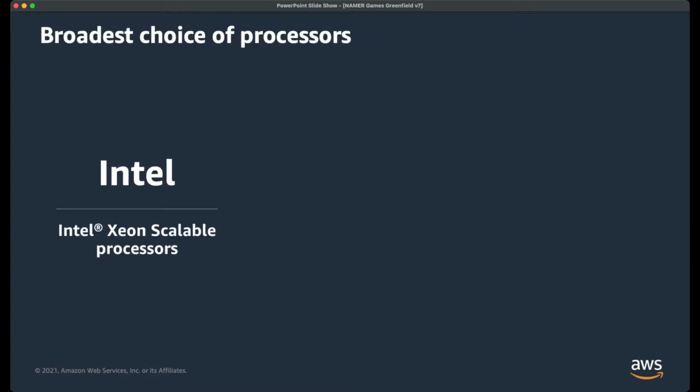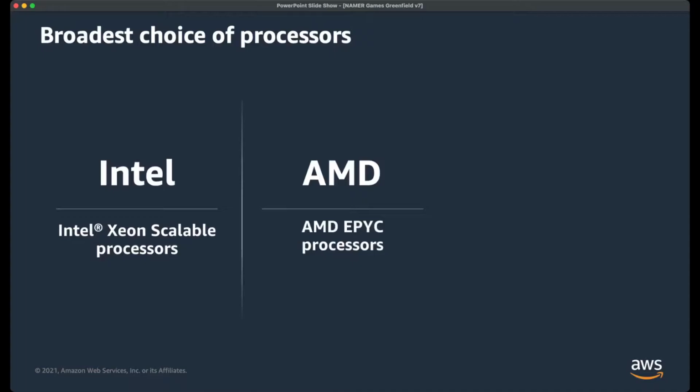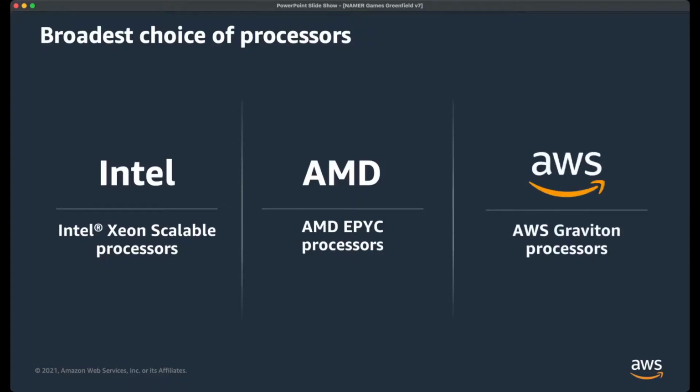AWS has Intel Xeon Scalable processors. At the end of 2018, we also introduced AMD EPYC processors. Also at the end of 2018, we introduced the AWS Graviton processor. So Graviton is the brand for our AWS developed general purpose processors that power a variety of Amazon EC2 instances. And that's going to be the focus for the remainder of this session.